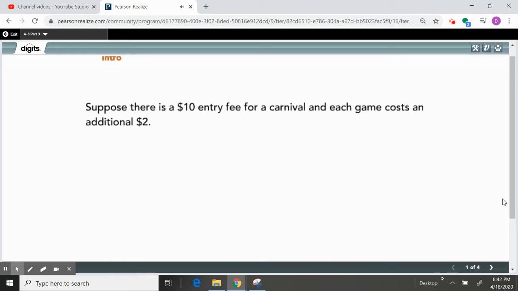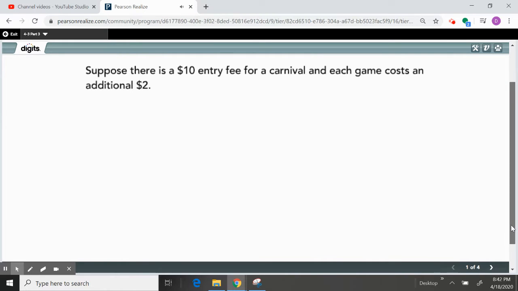Suppose there is a $10 entry fee for a carnival, and each game costs an additional $2.